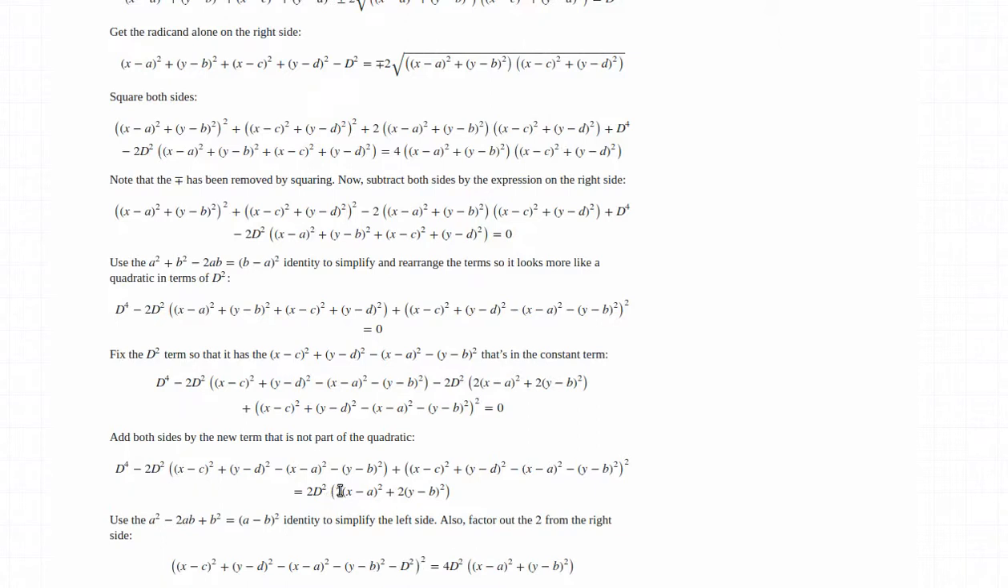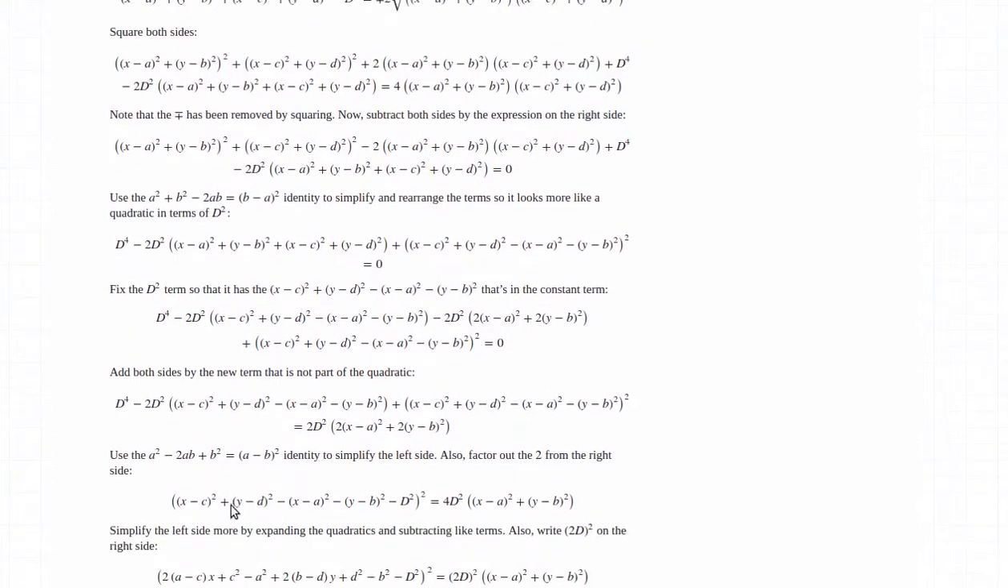And then here we have 2 times (x minus a) squared plus 2 times (y minus b) squared. We factor out the 2, so we get 2 times 2d squared. That is the same as 4d squared times (x minus a) squared plus (y minus b) squared. On the right side, I just factored out the 2. That's the easy part. Okay, I'm going to keep moving.